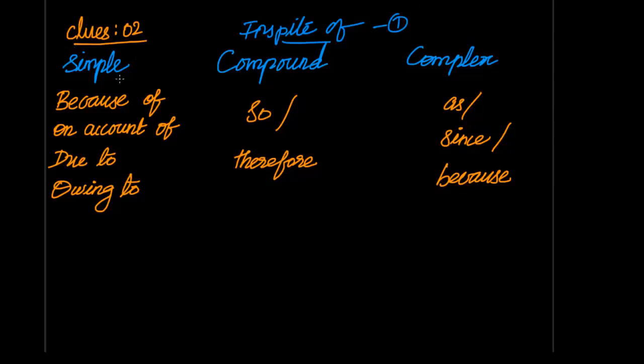The clue is here. In simple, we can find because of, on account of, due to and owing to. Also, in compound sentence, instead of these words, we have to find so or therefore. In complex, as, since or because. Now we are going to see an example sentence for this type 2, and we have to change this sentence into simple, compound and complex. Come, let's see how it is.